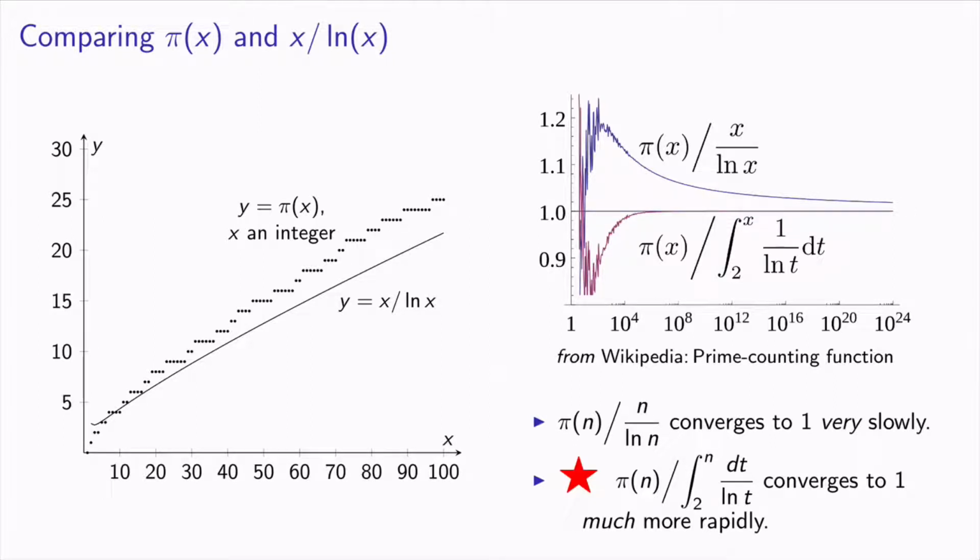And this is a starred comment. There is a better expression. If you integrate 1 over log t dt from 2 up to x, and use that instead of x over log x, then you get a much faster convergence to 1. But that's not going to be relevant to what we're doing here.